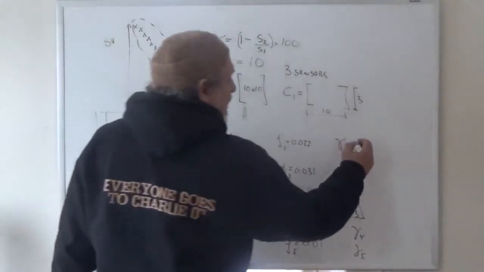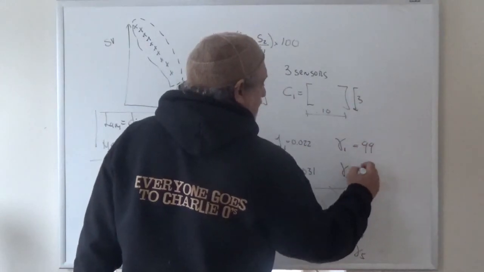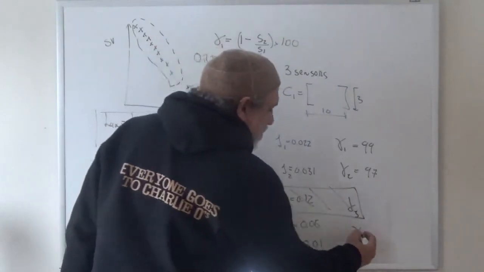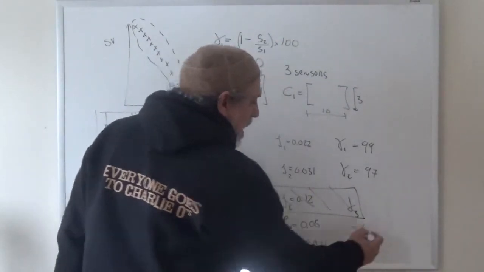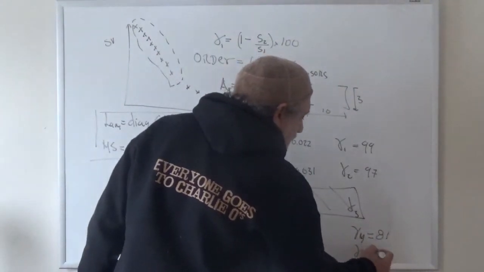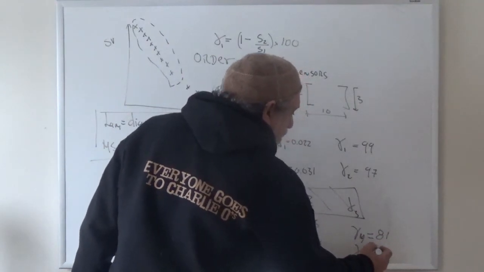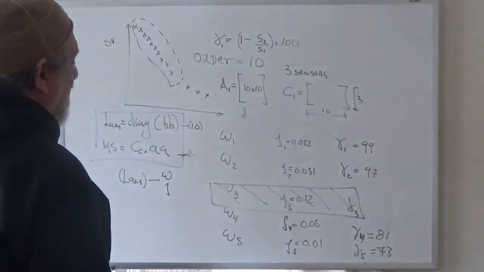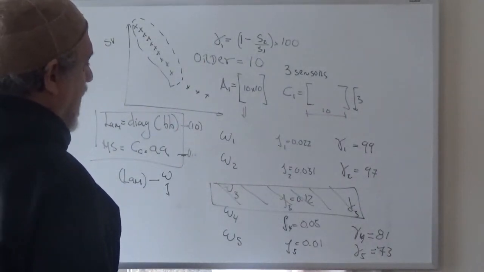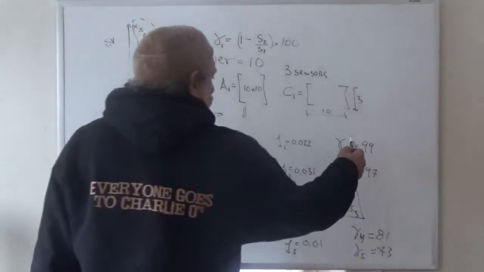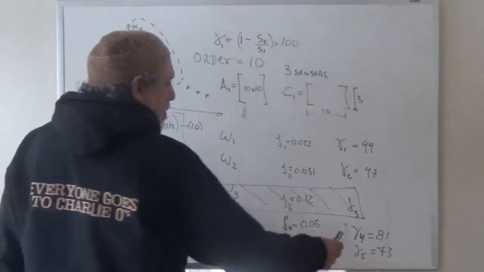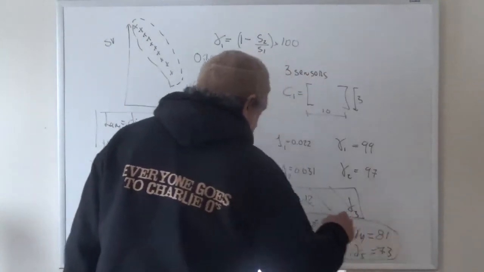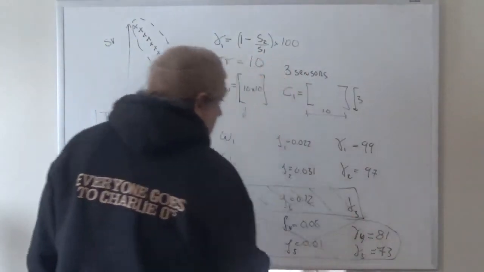Now let's say the collinearity index here was 99, 97, it doesn't matter what this one is because we threw it out for the damping, 81, and 73. Okay, so if we have something like that, then we would say these two collinearity indices are pretty good, but these ones are kind of low. Therefore, omega 4 and omega 5, we don't trust it either.